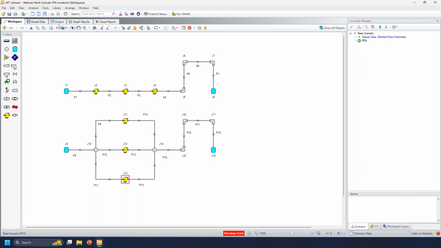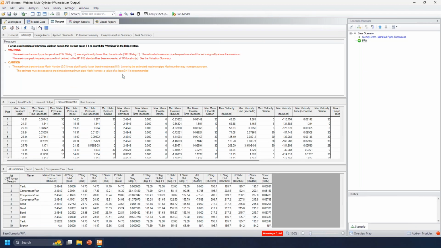And then I have already run this, and we can see some warnings here. So I mentioned that the grid sizing depends on the maximum temperature and the maximum Mach number. And so we're far enough away from both of those that we're getting warnings. So if this was a real system, you would want to refine those numbers and run it again for higher accuracy.